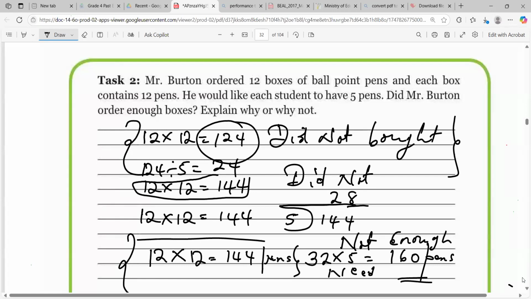You are correct. He did not buy enough, because remember, he has a total of 32 students and each child should receive 5 of the pens. Now, this could not work because he bought only 144, and as Brian said, he needed at least 160.